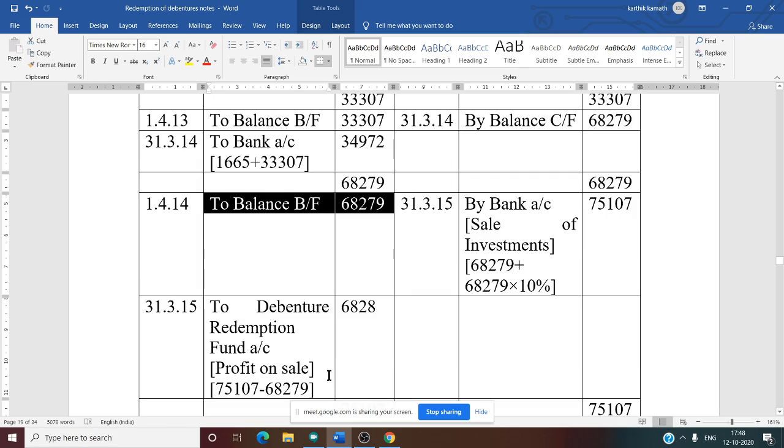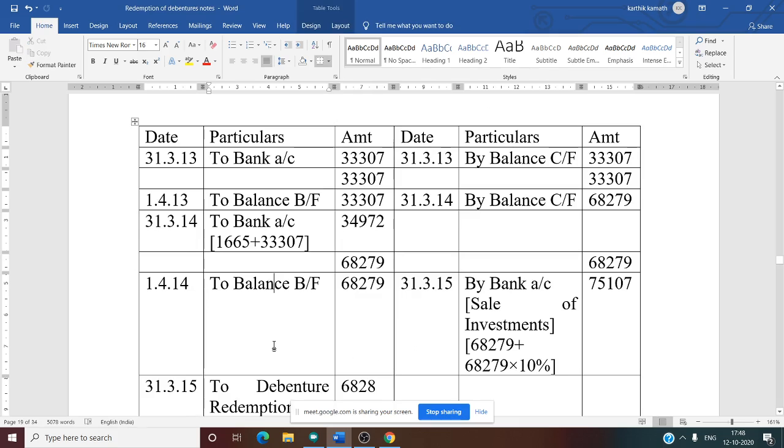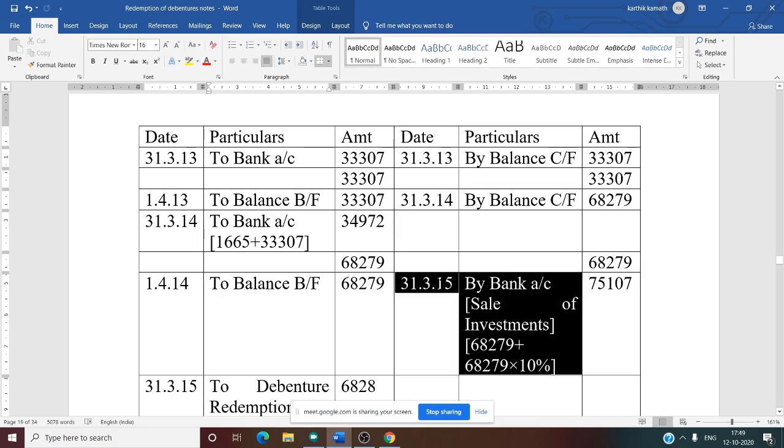Once you go to the question, see, they have said investments were realized at 10% profit. So, sold at 10% more. So in the year end, that is the third year ending in the DRFI account, there is no interest. Why is there no interest? Because investments are sold, that we know. How to calculate the sold value? By bank account. Why by bank account? Bank account debit to investment account, that is the journal entry when the investments are sold.